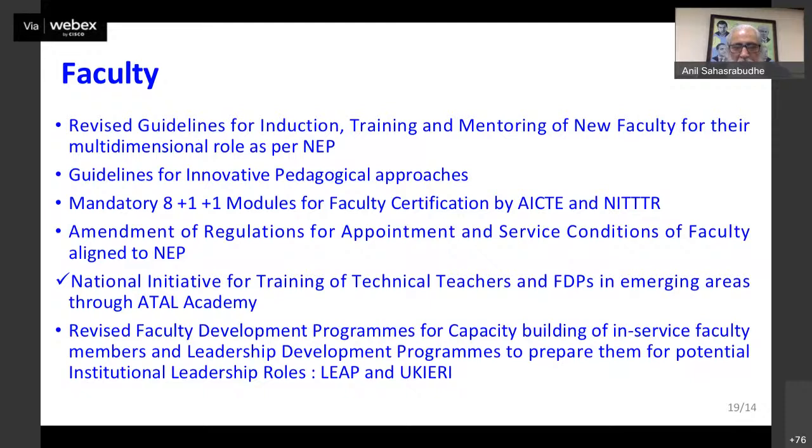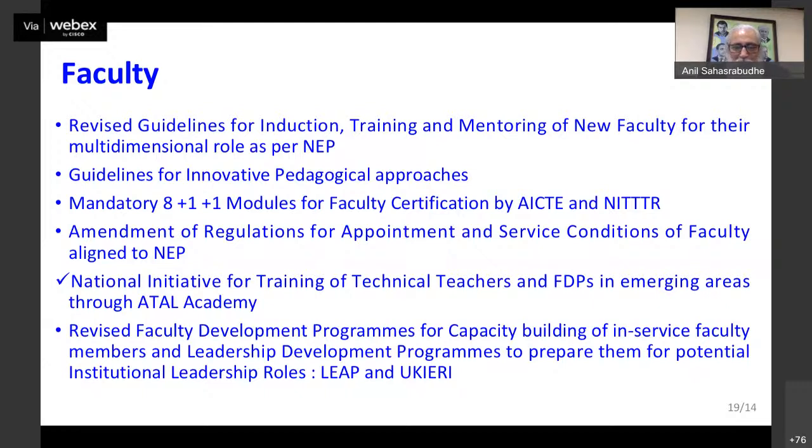We have the Atal Academy, through which a lot of emerging areas like AI, IoT, machine learning, deep learning, robotics, augmented reality, cloud computing, cyber security, blockchain are all rolled out as Atal Academy 1-week faculty development programs involving all the best institutions, not only in India, but abroad.